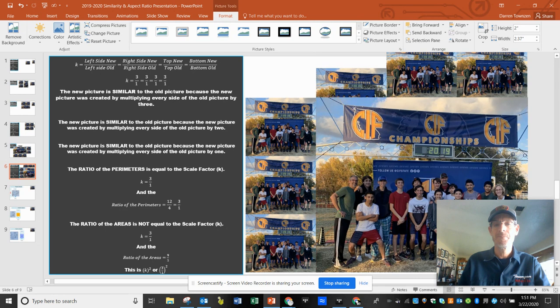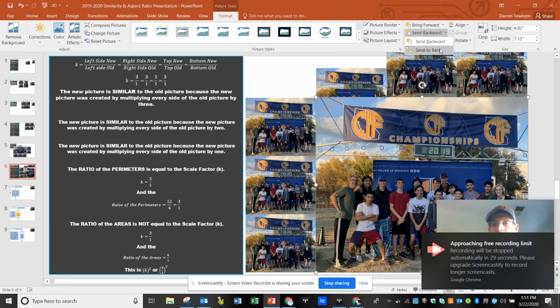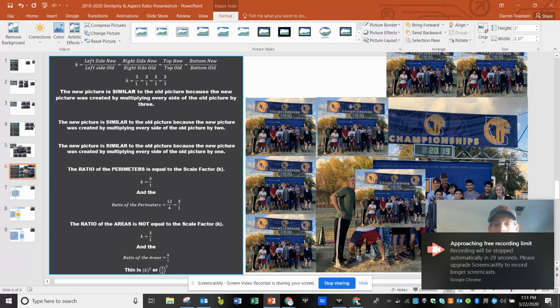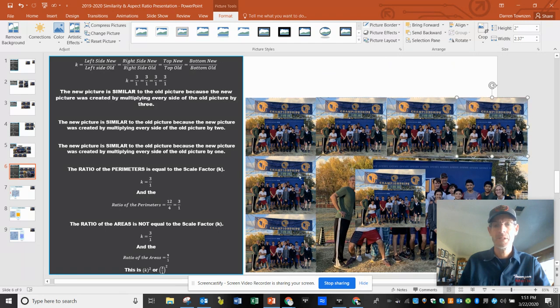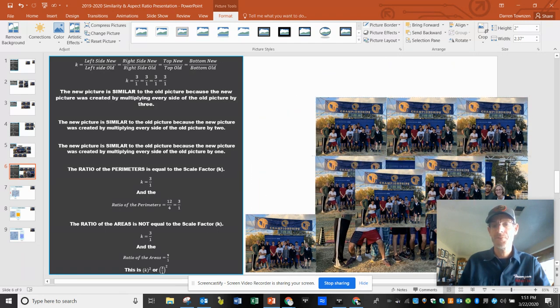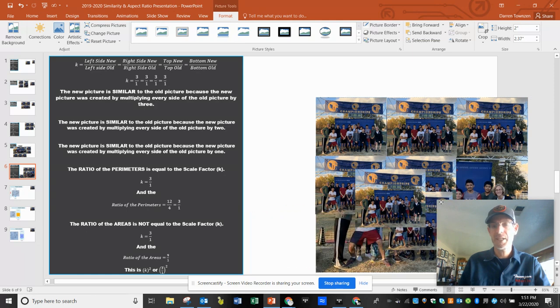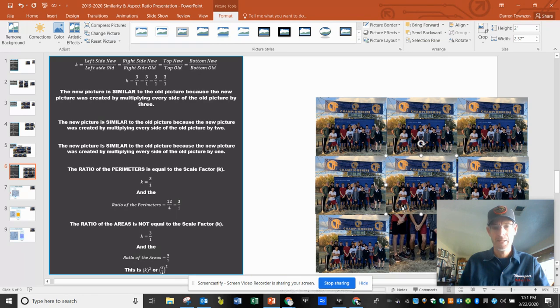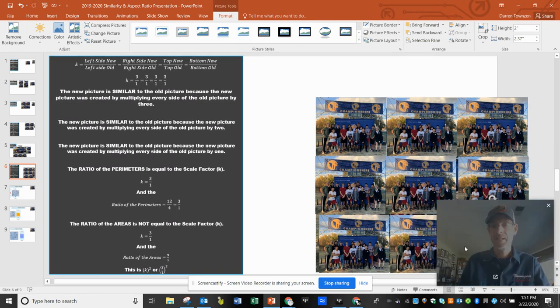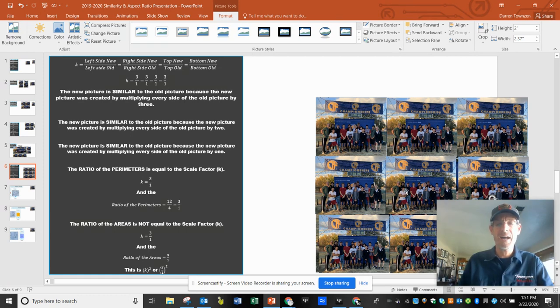So it's going to take 1, 2, 3, 4, 5, 6, 7, 8, 9. So the area is 9 times bigger, which is the scale factor squared.